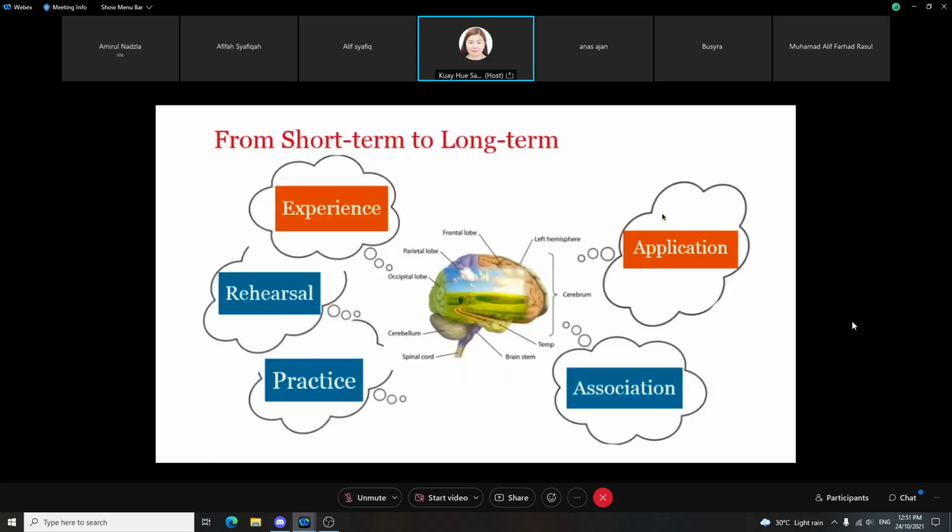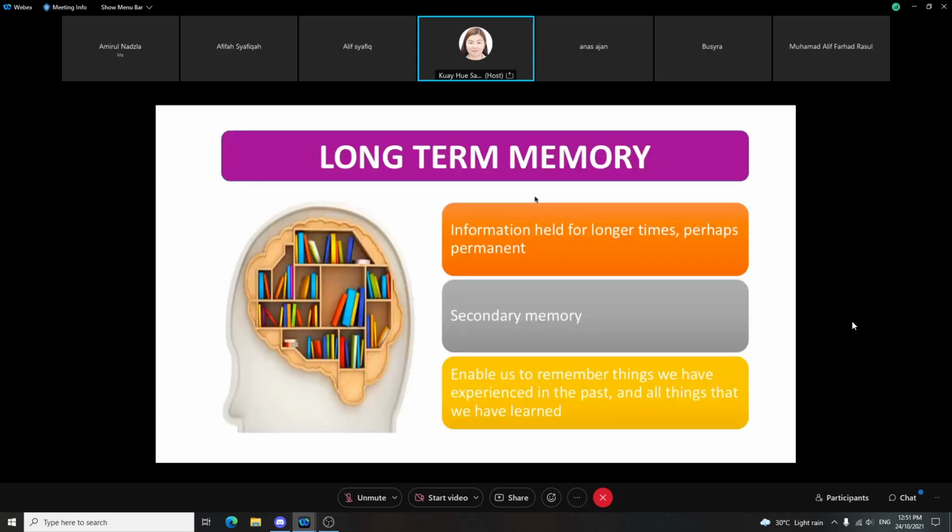And for short-term memory to long-term memory, basically, we can put things into our long-term memory because we experience them, rehearse them, practice them, associate them with what we already know, okay, and apply them. Long-term memory, on the other hand, is information held for longer times, perhaps permanent. Researchers believe that they are there forever, basically. Just that when we don't trigger them to come out, we don't remember them.